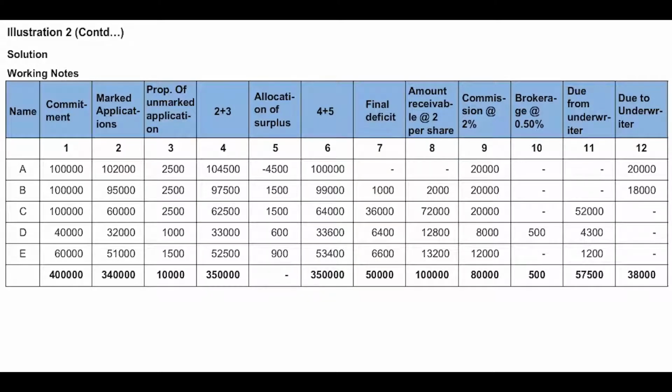So we will distribute 4,500 in the ratio of 25, 25, 10 and 15.